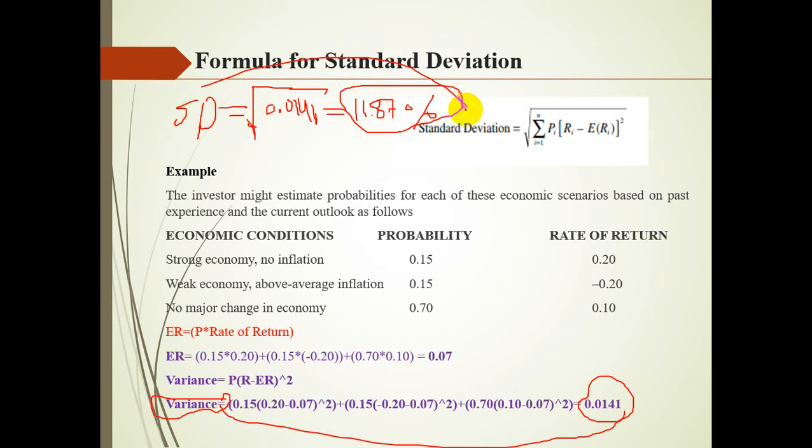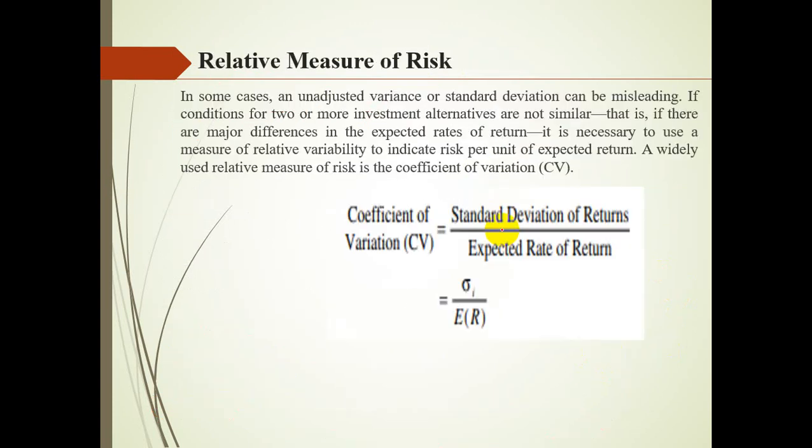So the risk is how much? So I have the risk of 11.87% and the returns which I have. So on these returns I have this much risk for this investment at different situations. So this is what you are going to compare, the standard deviation. Next one is relative measurement of risk. So how to measure the risk?